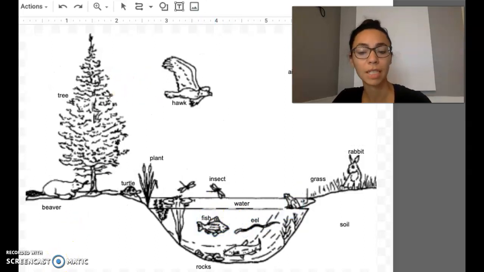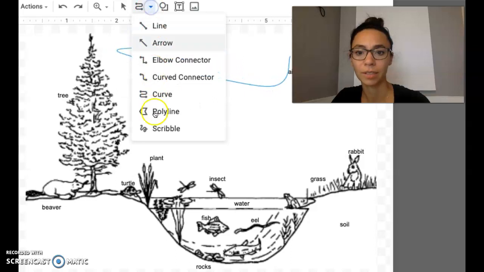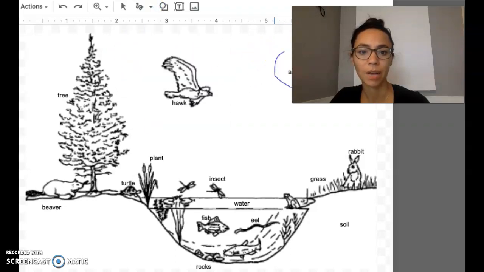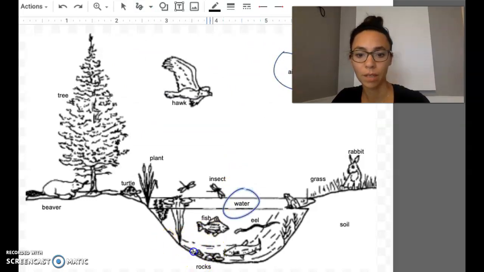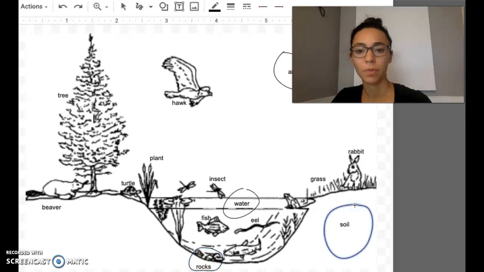Okay, now let's see what the abiotic factors are, the non-living things. Those are things like the air. Oops. What? Not that. Hold on. Here we go. The air, the water in the pond, the rocks on the ground here are non-living things. The soil is non-living. Okay? So we have biotic is living, abiotic is non-living.